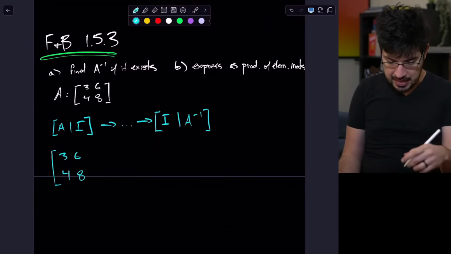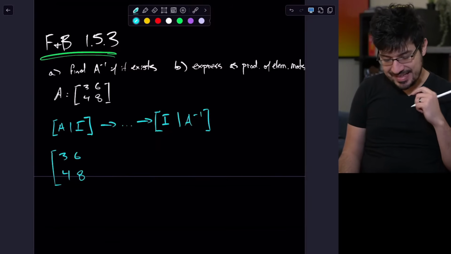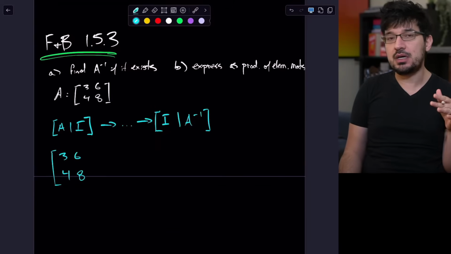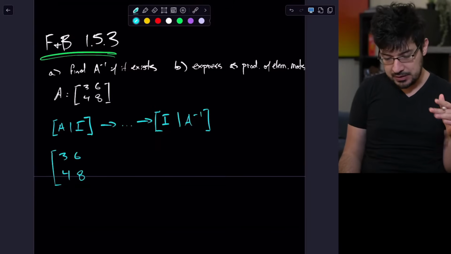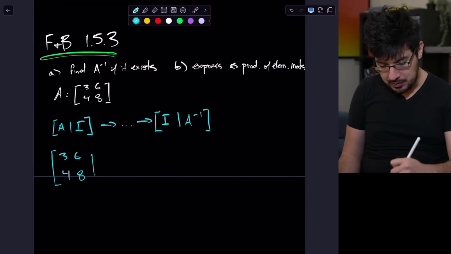So, I see that the second column is double the first column, so I know for sure that this matrix is not invertible. But we can see it. We can see that that's what's going to happen.